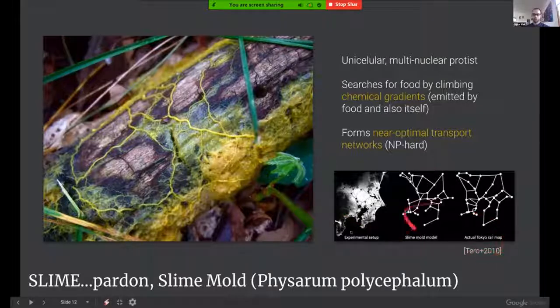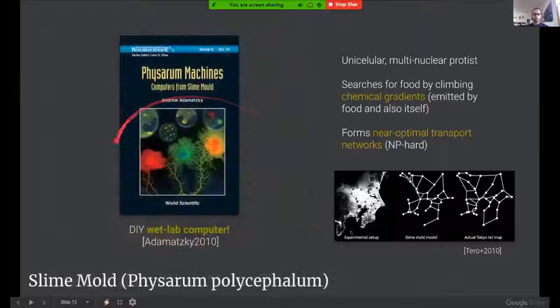For instance, here is a famous one where people reconstructed the Tokyo underground and railway map with high fidelity compared to the actual real structure that has been engineered. And you probably know Andrew Adamatsky. He has written a Bible on how to grow the slime mold and use it as an analog wet lab computer for many tasks.